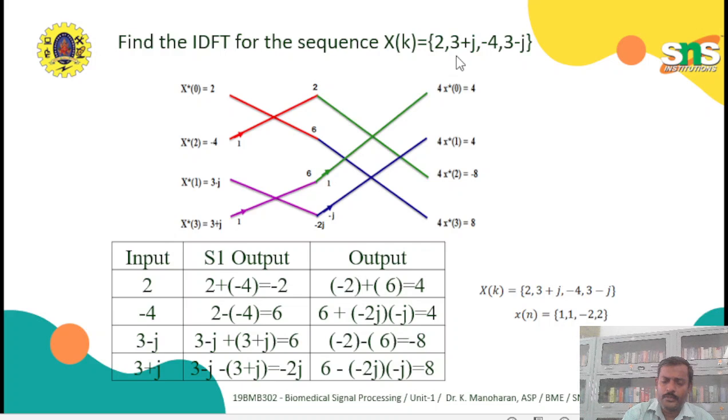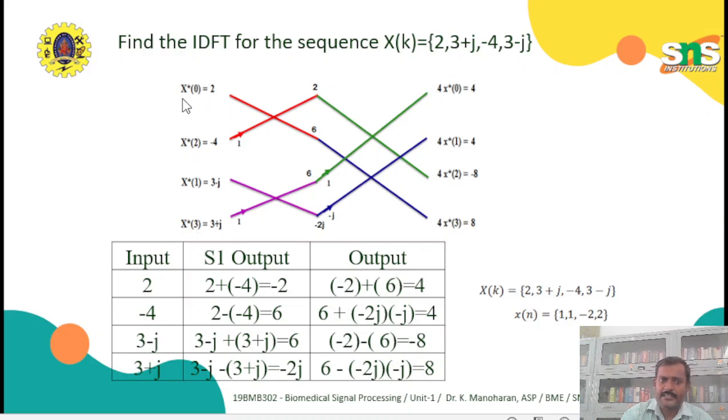But look at these two inputs, 3 plus j and 3 minus j. If you take the complex conjugate of 3 plus j, it becomes 3 minus j. Similarly, 3 minus j becomes 3 plus j. So instead of 3 plus j, we need to use the complex conjugate of 3 plus j, and instead of 3 minus j, we need to take the complex conjugate of 3 minus j. Look at this. This is X star of 0. The star indicates a complex conjugate. So this is the complex conjugate of X of 0, the complex conjugate of X of 2, the complex conjugate of X of 1, and the complex conjugate of X of 3.